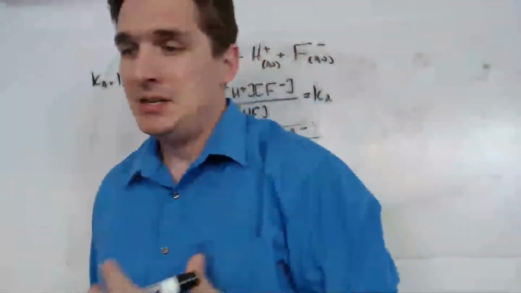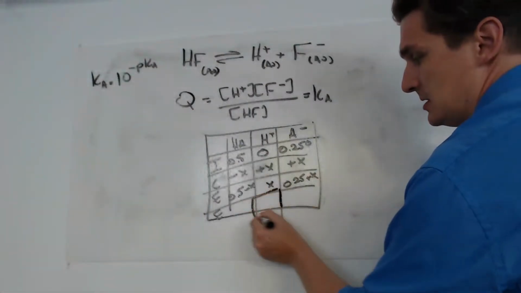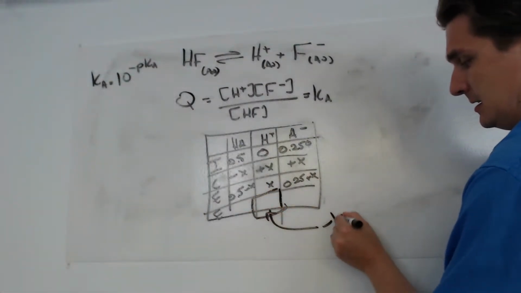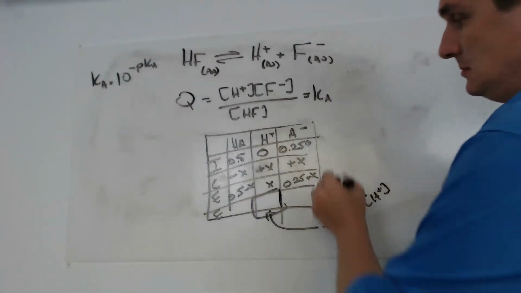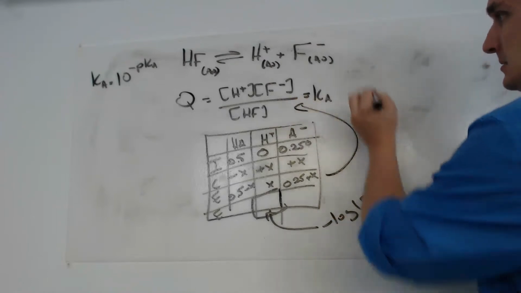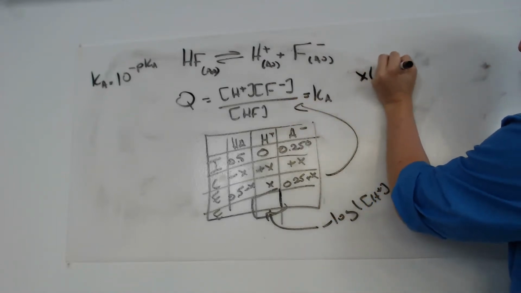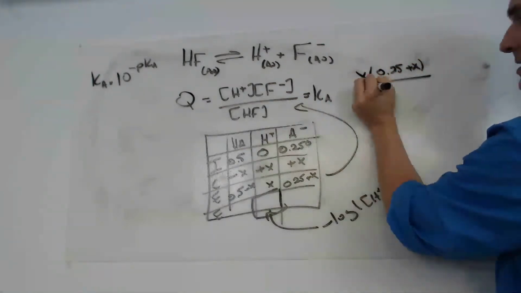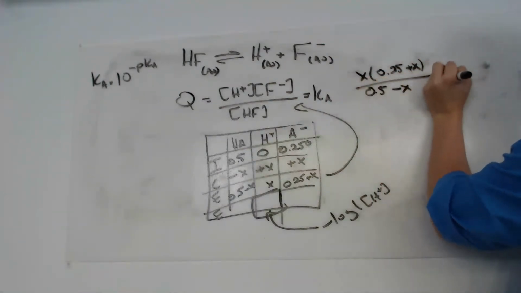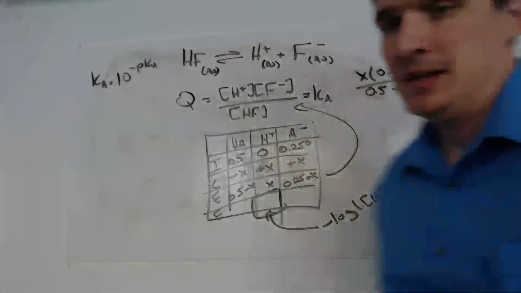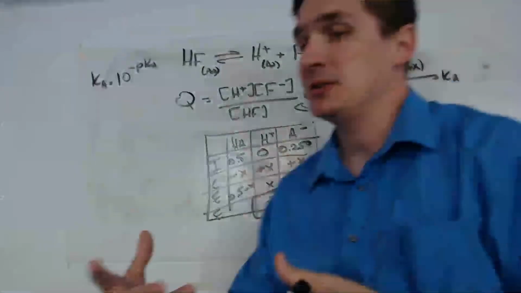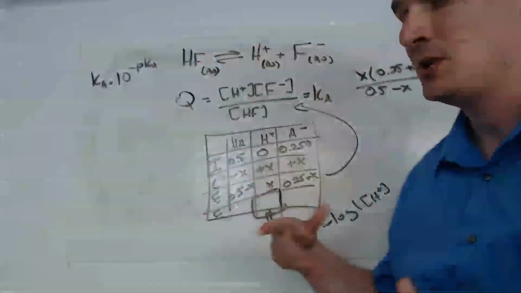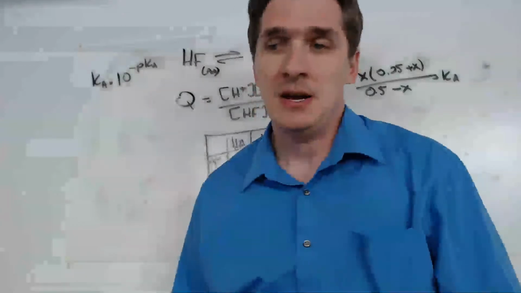Now, the problem here is asking you to find the pH. Well, the pH is just the negative log of the concentration. So all we have to do is find this number and take the negative log of it. So plug this in here. We get X times (0.25 plus X) over (0.5 minus X) equals Ka. The nice thing about acid-base problems is that typically our H plus and OH minus are going to start with 0 concentration, so our X value is always the extent of reaction. We're only going to take the positive.